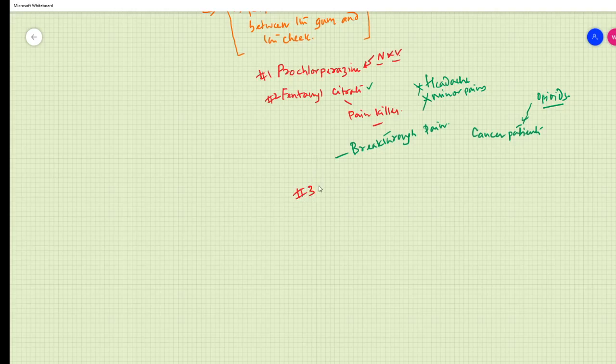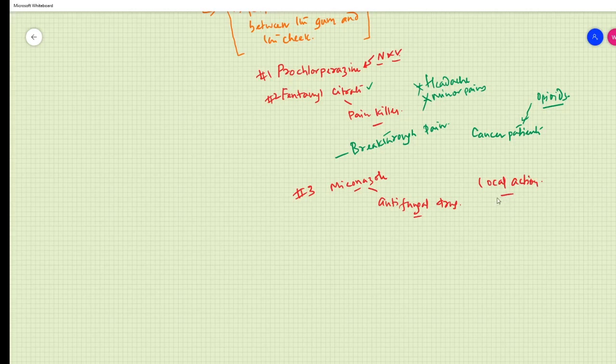The third example that is given as a buccal preparation is miconazole. Miconazole is basically an antifungal drug, and so this preparation, when you give it into the cheek, is meant for a local action.